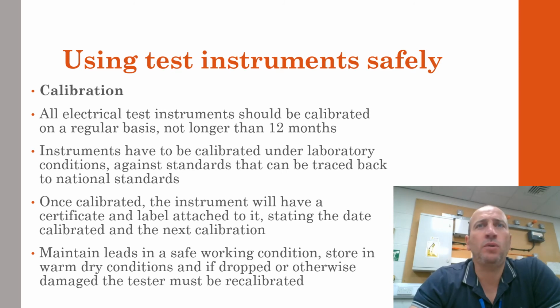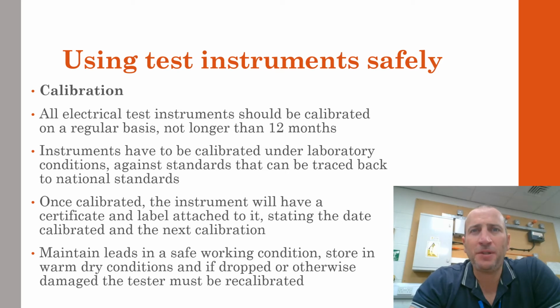Calibration is required of all test instruments that are intended to be used for measuring and recording test results for initial verification or inspection. These test instruments should be calibrated within a time period of 12 months. This must be done under laboratory conditions where they are measured against standards that can be traced back to international standards. A calibrated test instrument will have a certificate dated and stamped that should be kept for reference purposes, and it will have a label attached to it spanning the seam, stating the date calibrated and the next calibration.